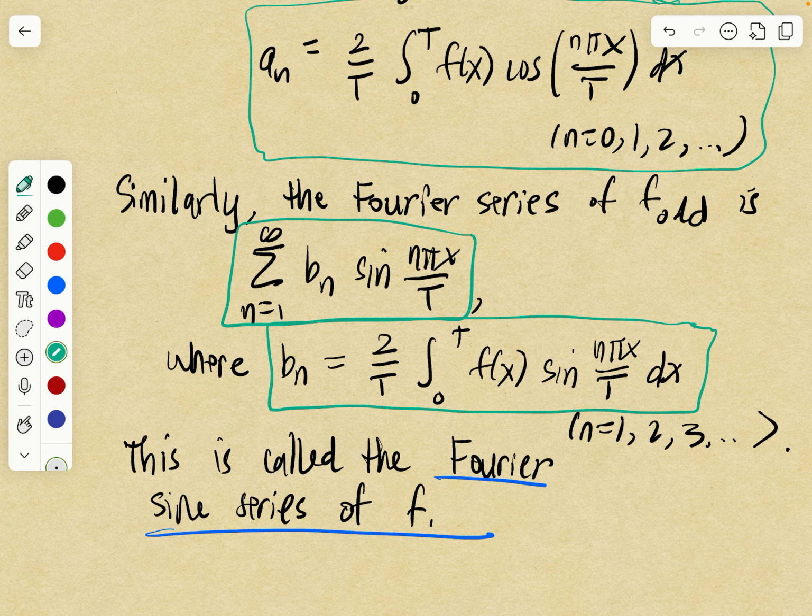So that's the Fourier cosine series and the Fourier sine series. It's the Fourier series of the even and odd 2t periodic extensions of your function. And in the next video, we're going to look at an example of calculating the Fourier cosine or sine series.